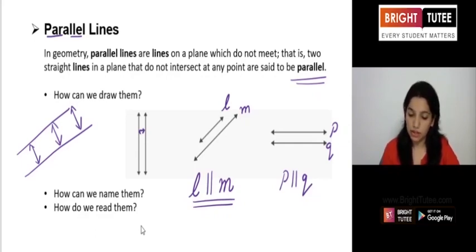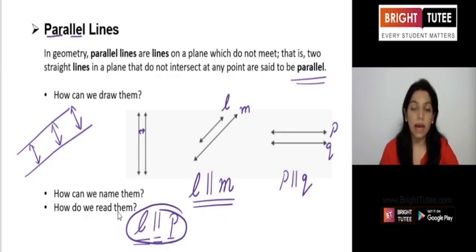Now I'll just write another here. Can you tell me what I have written? We read this as line L is parallel to line P. This is how we write the parallel lines. I hope this is clear. Now let us move ahead in the lesson.